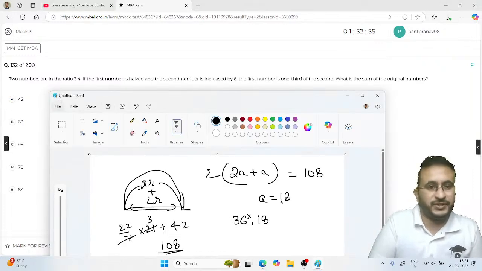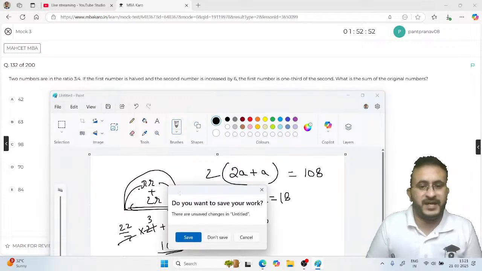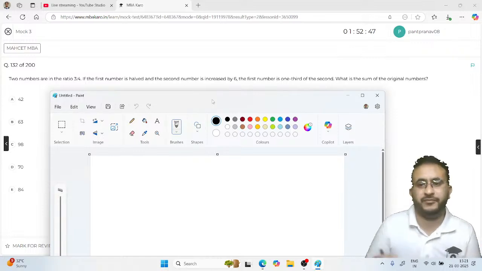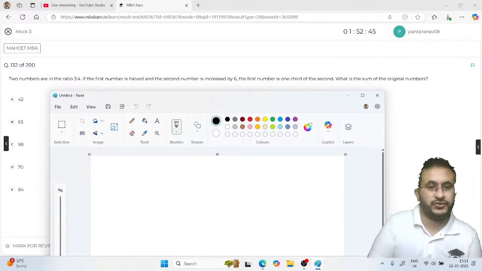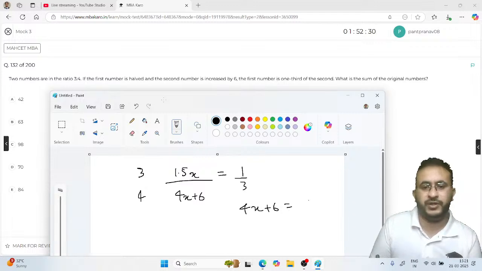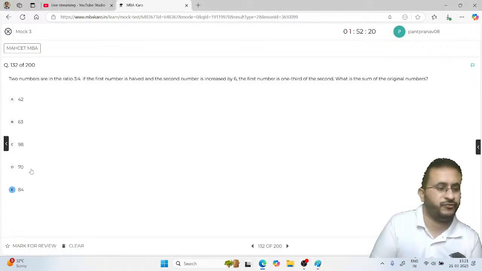Two numbers in the ratio 3:4. The first number is halved and second number is increased by 6. First number is 1/3 of the second, sum of the original numbers. Okay, so two numbers 3:4 में. First number is halved, so it will become 1.5x and second number is increased by 6. 4x plus 6 and this is 1 by 3. So we will get 4x plus 6 is equal to 4.5x. Half x is equal to 6, so x is equal to 12. Right, so sum of the initial numbers is 7x, or 84.